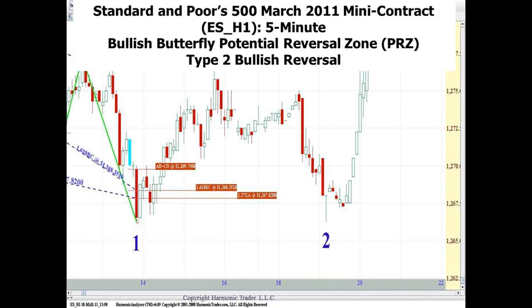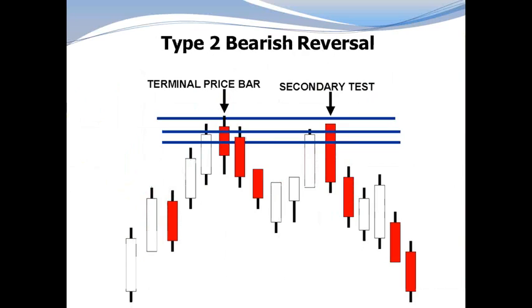The type 1 move is typically going to be that quick reactive harmonic move, which, regardless of what eventually transpires, will give you a quick and sizable profit.